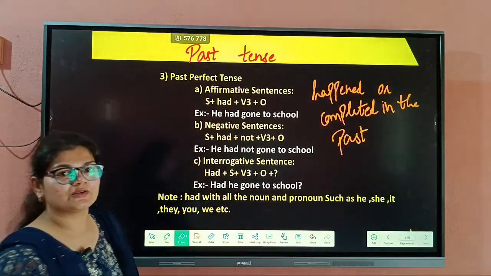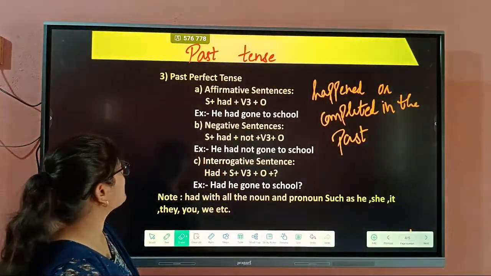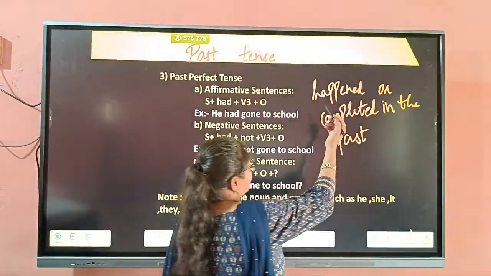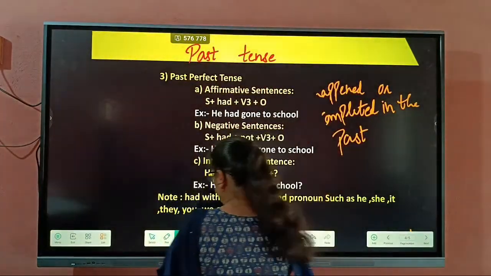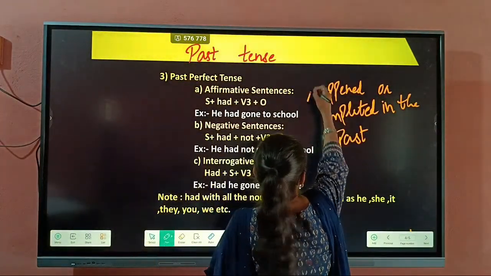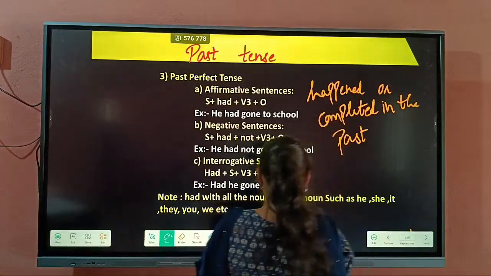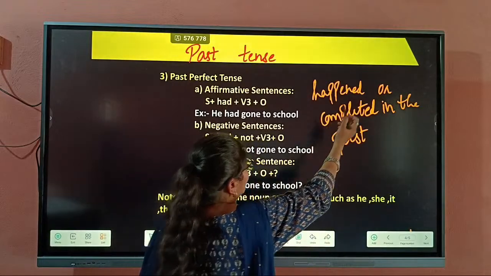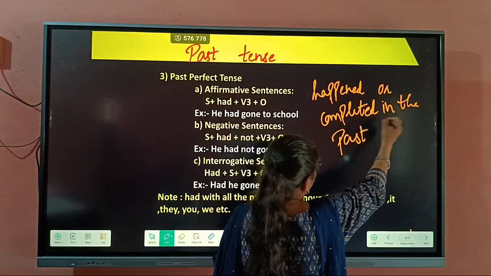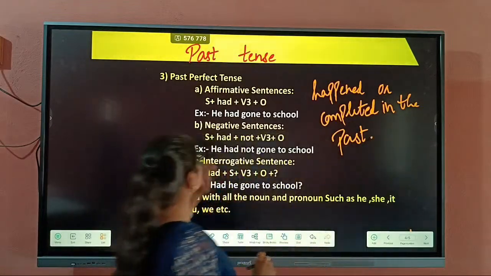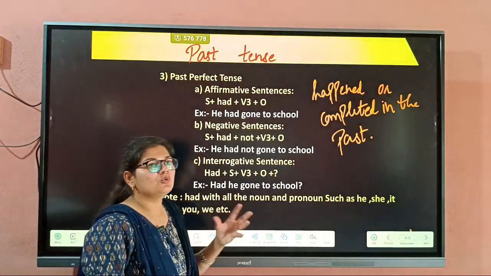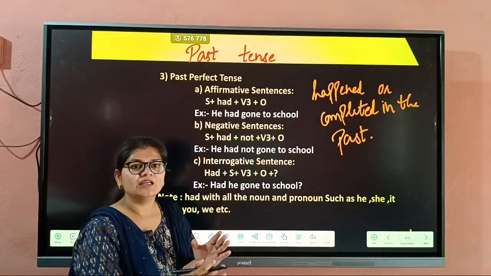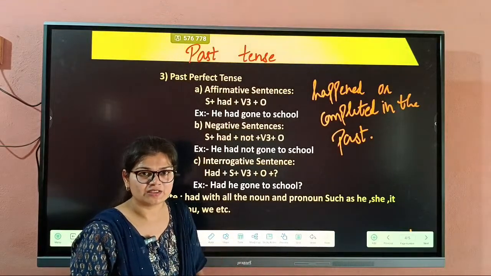Now, I want to discuss with you the third part, that is the past perfect tense. And what is the past perfect tense? Whatever incident happened or completed in the past is known as the past perfect. Whatever work you are doing and it is completed or it is about to happen, then it is known as the past perfect tense.